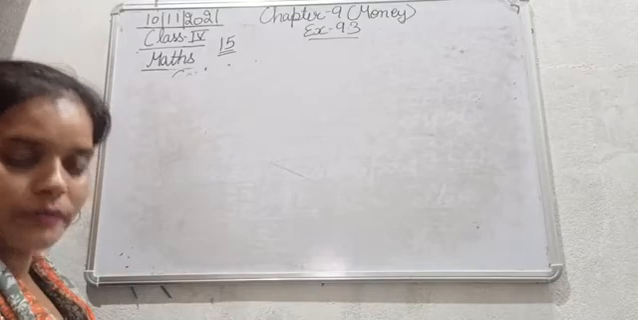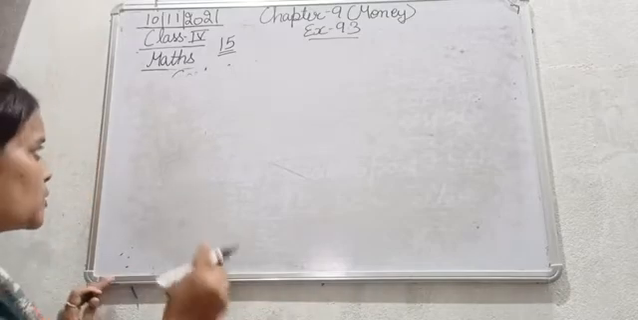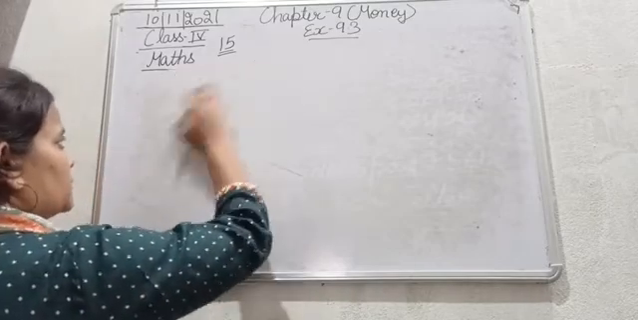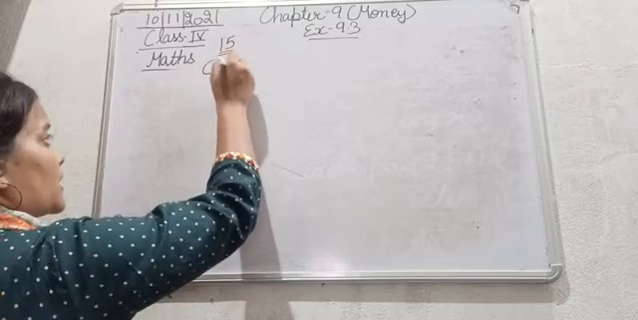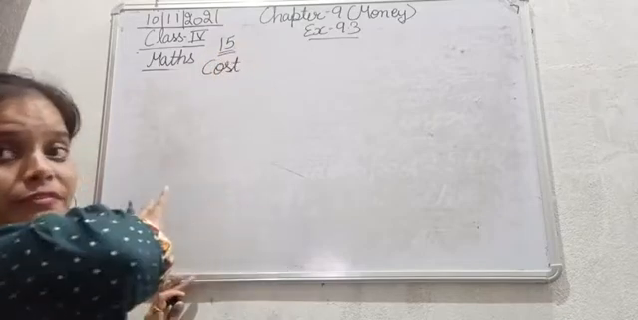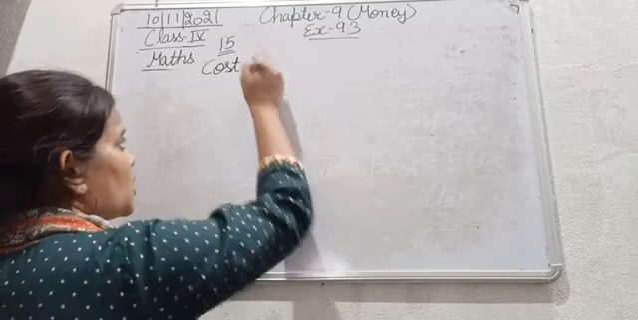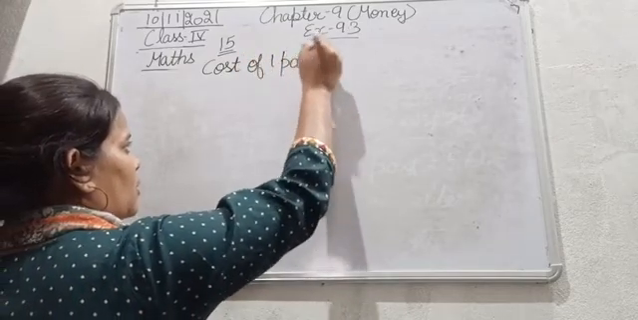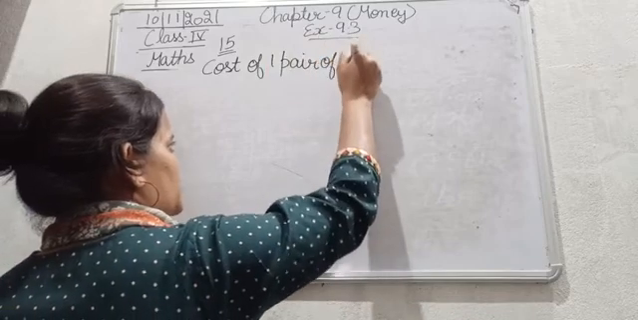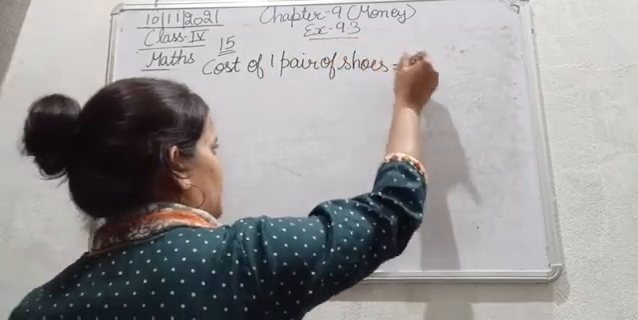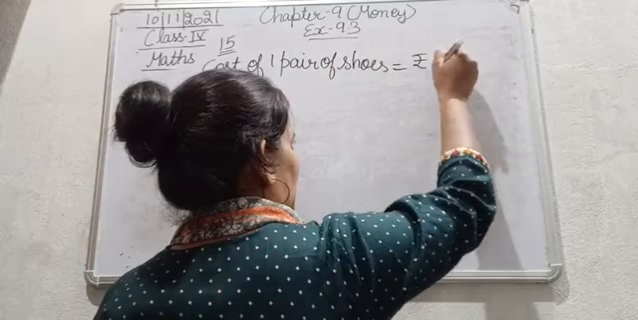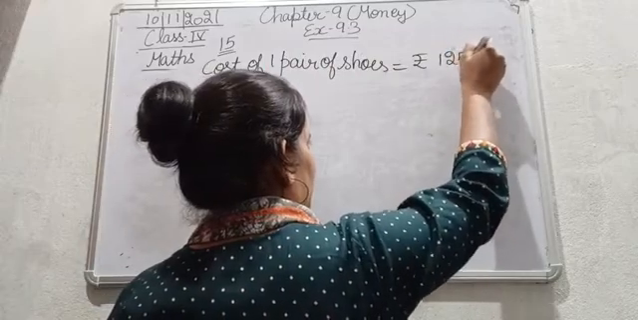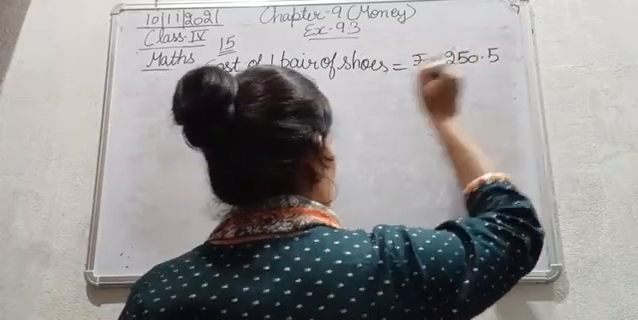Cost of 1 pair of shoes we have already found in the last part. This question number 15 is still in continuation. Cost of 1 pair of shoes is 1250 rupees and 50 paisa.